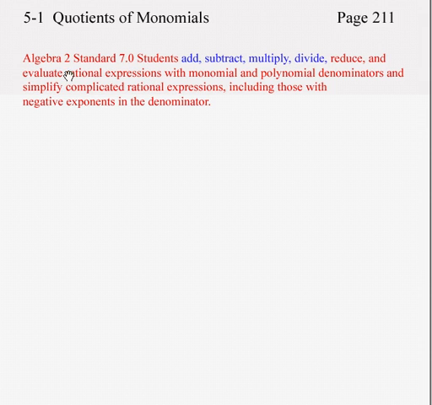As we start Chapter 5 with Section 1, we're going to talk about quotients of monomials. And this is pursuing Algebra 2 State Standard number 7, where we're going to add, subtract, multiply, and divide. But for today, we're not doing the blue, just working on the red. Starting to reduce, evaluate rational expressions with monomials. So that's where we're starting today. We'll pick up the polynomials in a little bit.